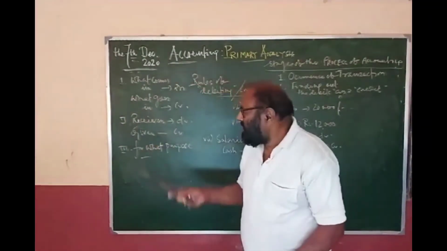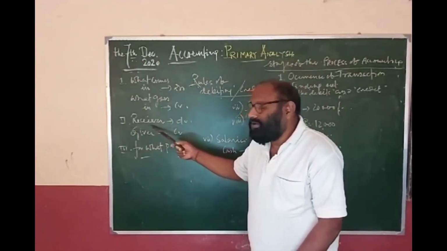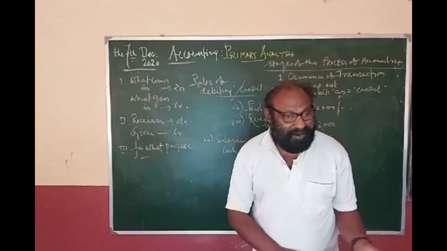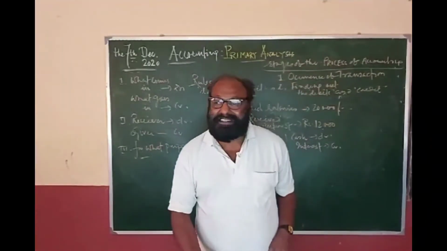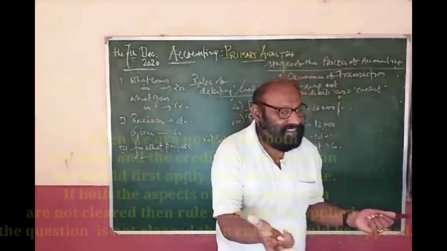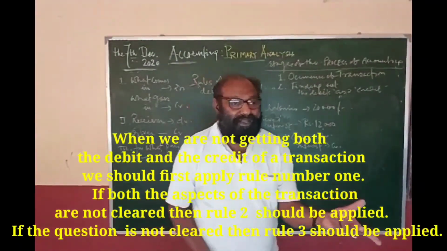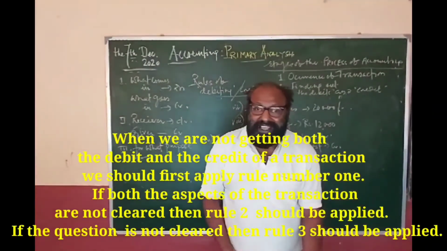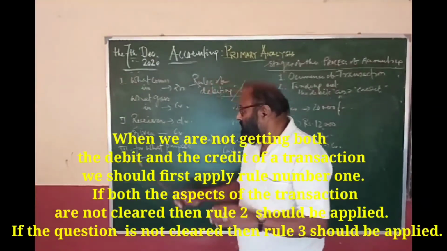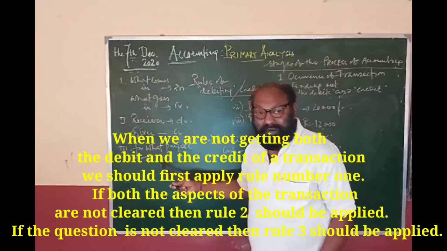Okay, in that case, what is happening? We will follow the rules: the receiver is debited and the giver is credited. But again, there are some problems when you cannot identify the receiver or giver, and there may be only one part of the transaction, either debit or credit. In that case, we will apply the rules for what purpose.